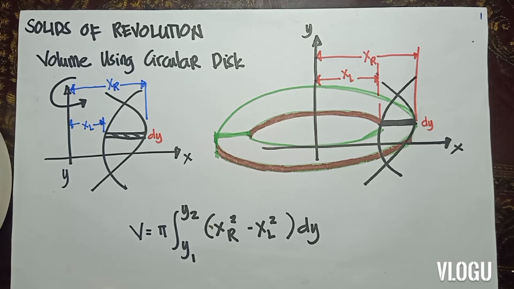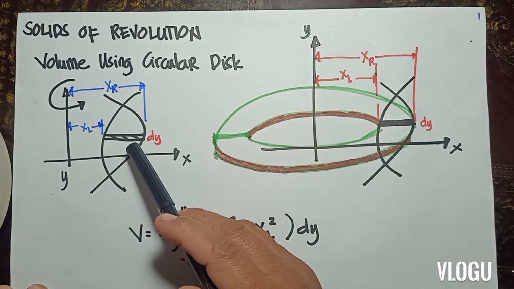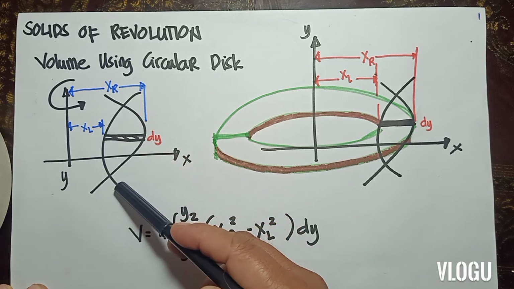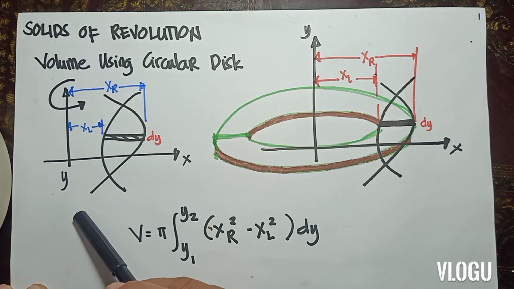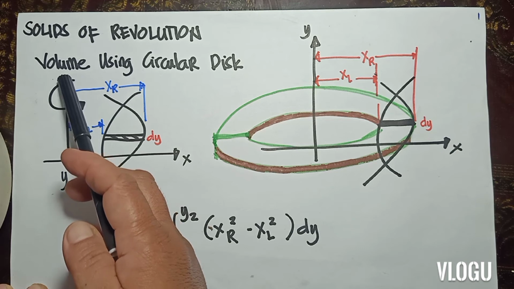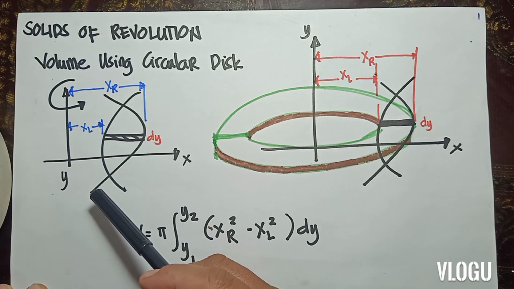Okay, the next topic that we are going to discuss is solids of revolution. We are going to find the volume using circular discs. So here, supposing we have two curves, and then we are going to revolve this one. As you can see here, that is the direction of its revolution. That will be revolved about the y-axis.